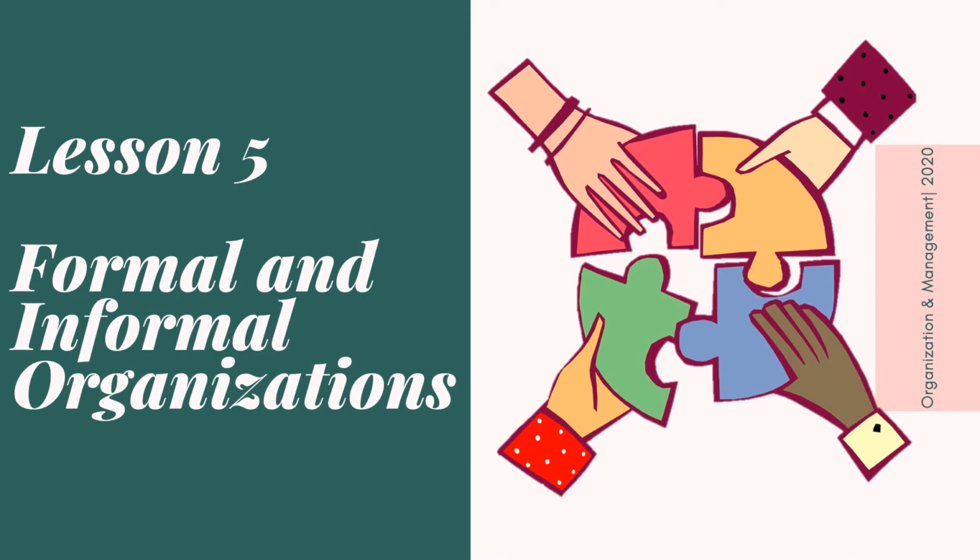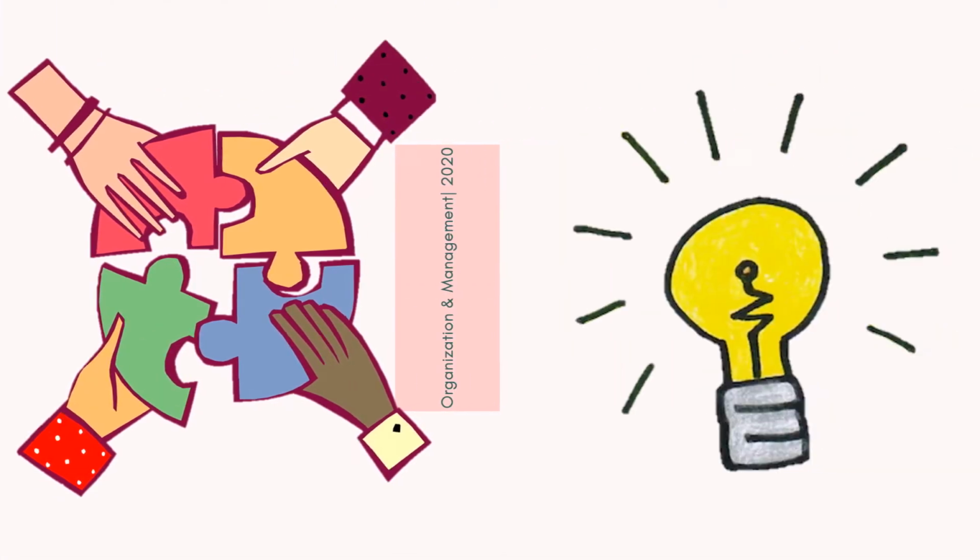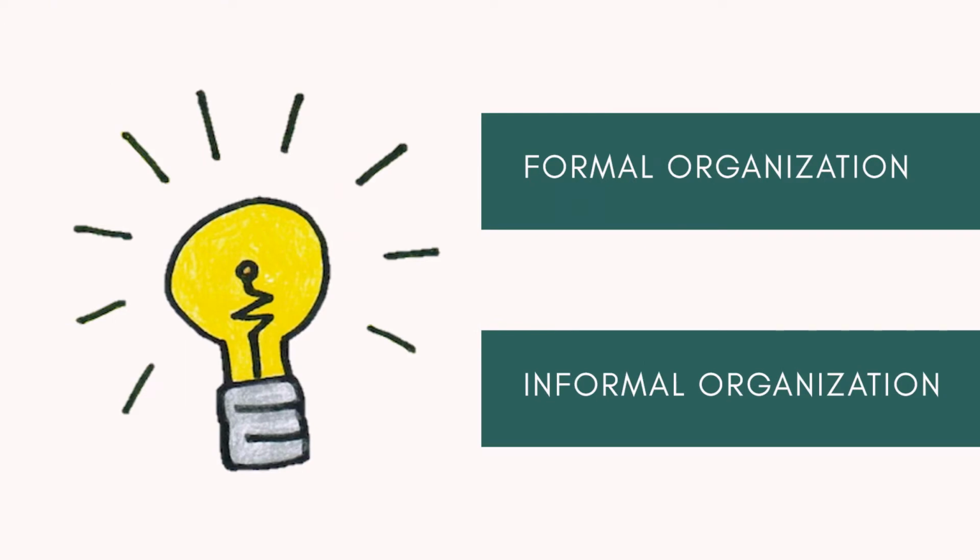Lesson 5, Formal and Informal Organization. So, in an organization, it is determined by the kind of relationships that prevail in each organization type. So, it can be a formal organization or an informal organization. Now we're going to discuss what sets these two types of organization apart from each other. And then we're going to discuss the functions or tasks being done in these types of organizations, as well as their advantages and disadvantages.